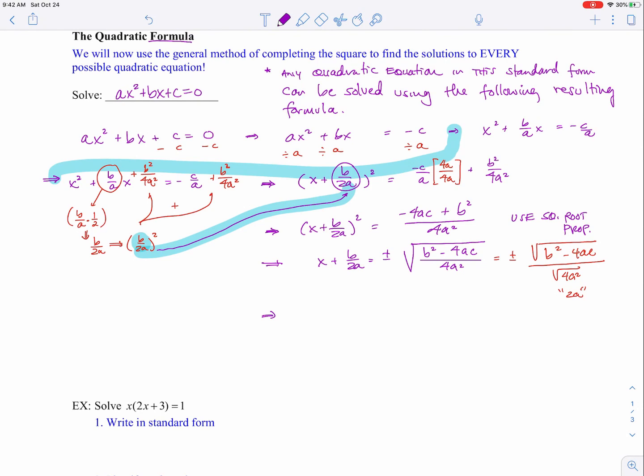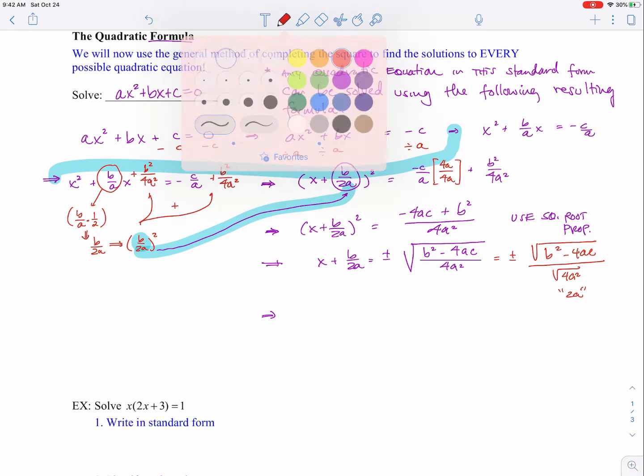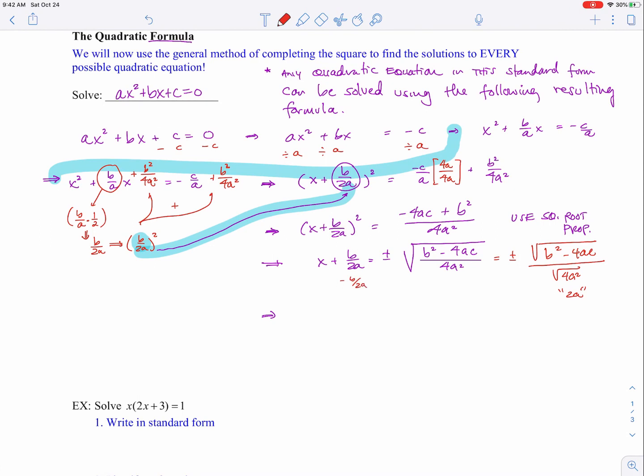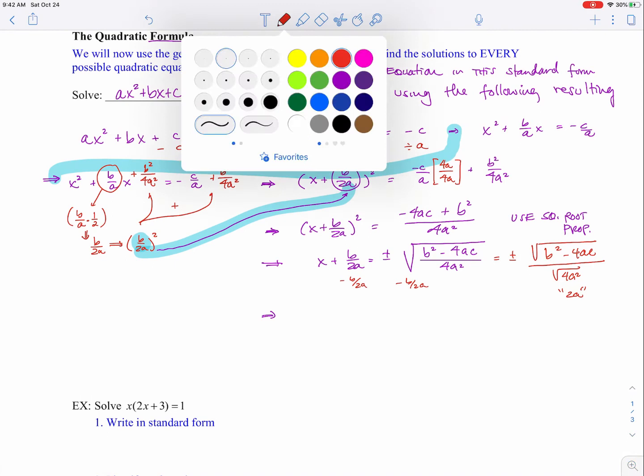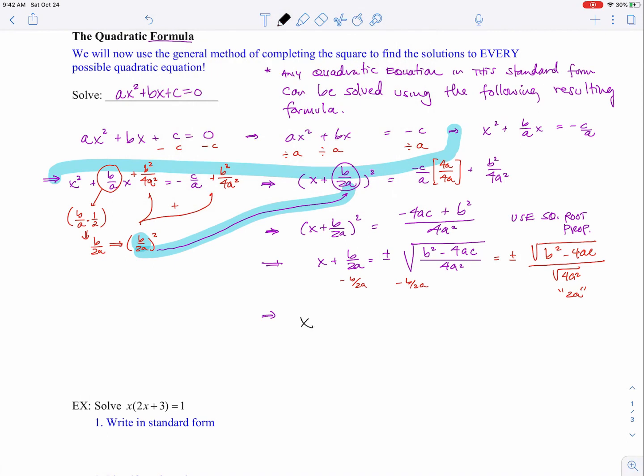Solving for x, I'm going to subtract b over 2a from both sides, although I don't necessarily have like terms here. And what I get is x is equal to negative b over 2a plus or minus the square root of b squared minus 4ac over 2a.